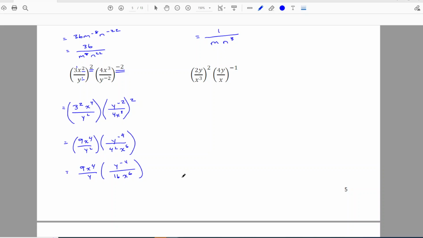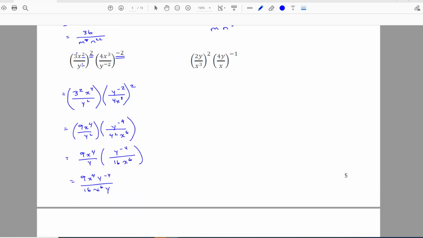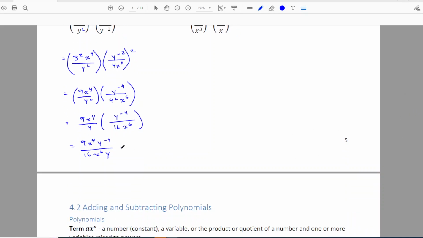Now, what am I going to do now? Well, I'm going to use multiplication of fractions. I'm going to multiply across. That's going to give me 9x to the 4, y to the negative 4, all over, I'm going to put them in the same order, 16 x to the 6 y. So now I get to use my quotient rule. And I've kind of run into the bottom of my page here. So I'll deal with the 9 and 16. Is there anything that goes into both 9 and 16?